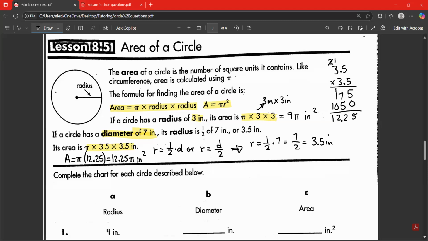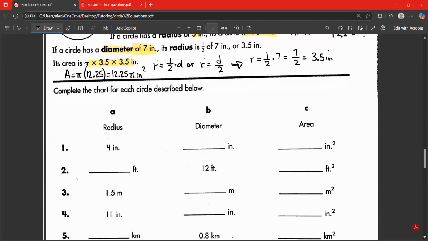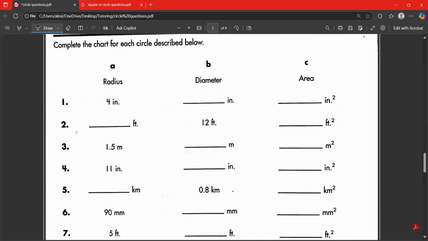All right, let's look at some examples together. Complete the chart for each circle described below. Remember, there's a relationship between radius and diameter. Radius is equal to diameter divided by 2, or it's half of diameter. And diameter is equal to 2 times radius. And then for area, it is equal to pi times radius squared, which is the same as saying pi times radius times radius.